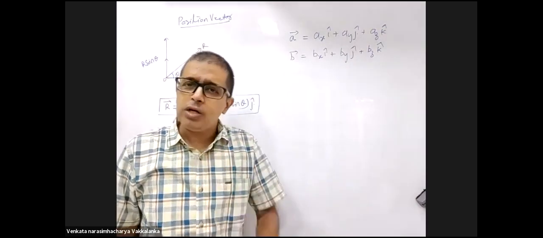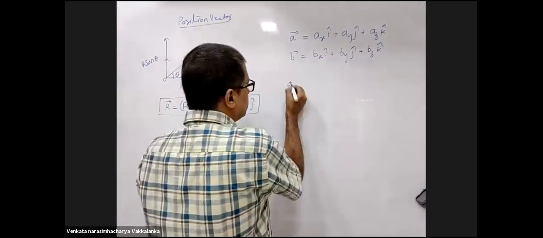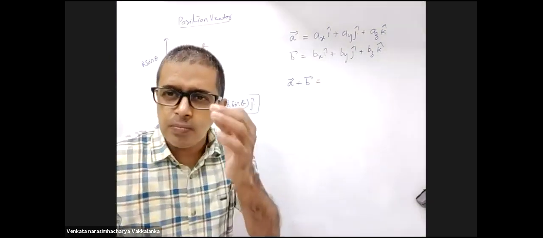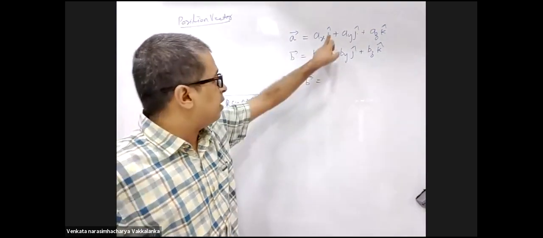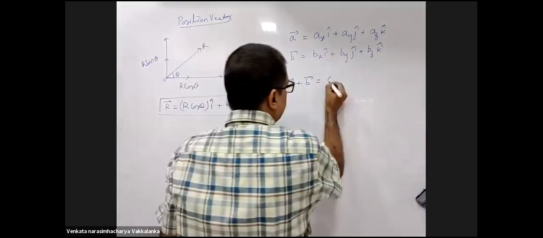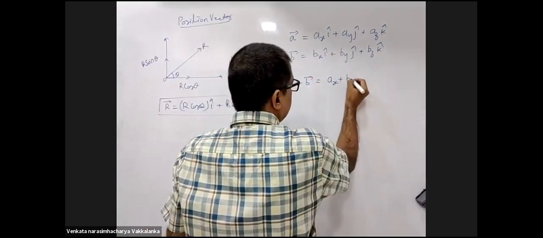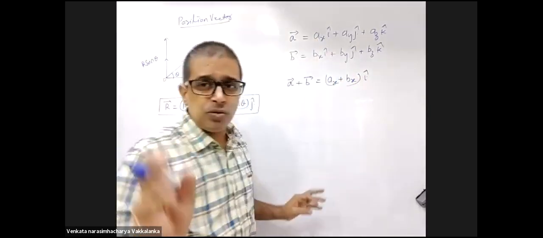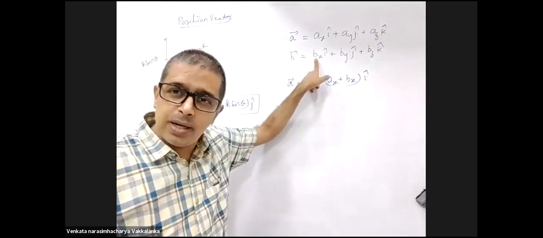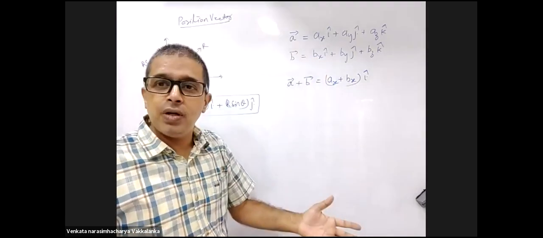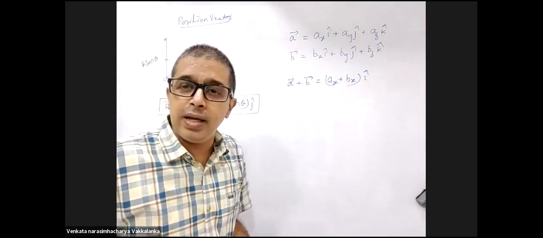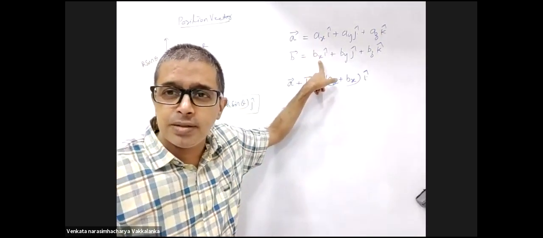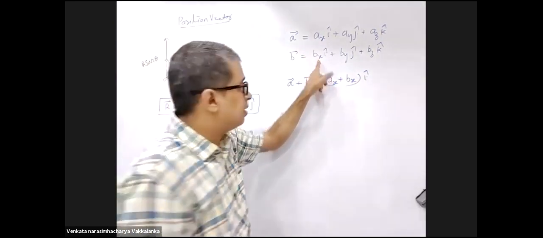But now we will not go into the geometry of this. You ask me a plus b, it is the simplest calculation ever. Add the coefficients of i cap: ax plus bx i cap. You mean to say you added both of them numerically? Yes. Why did you add them numerically? Reason being they both are in the same direction. You can add them up.